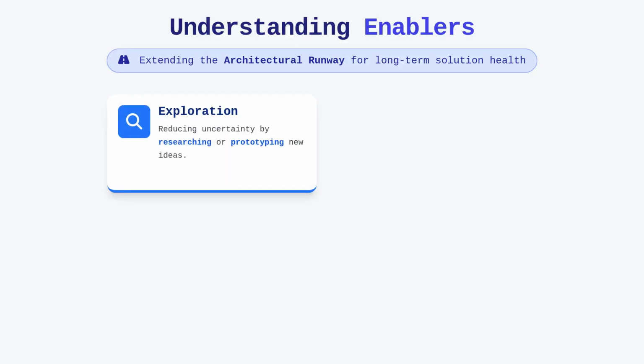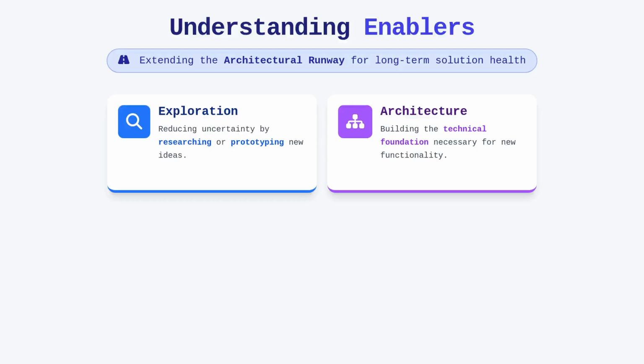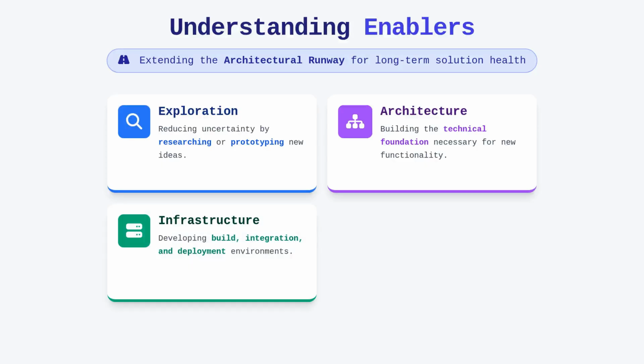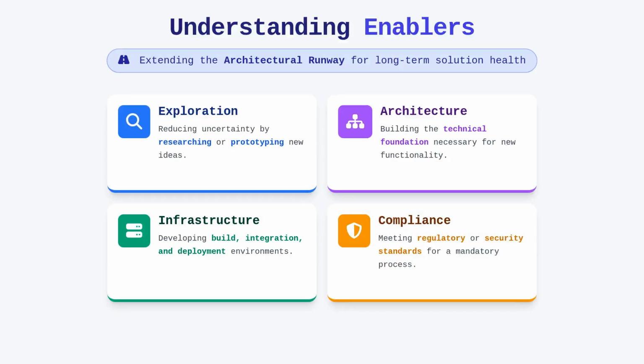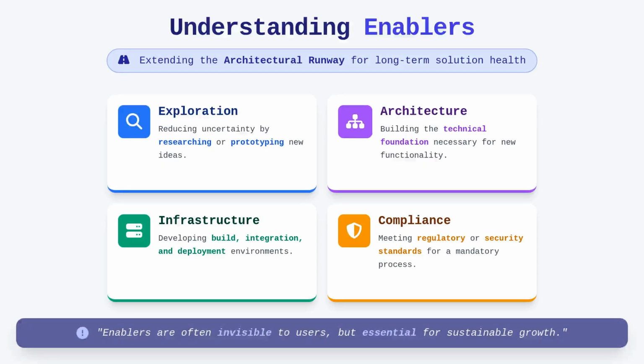compliance. Exploration enablers are used to reduce uncertainty by researching or prototyping ideas, while architectural enablers focus on building the technical foundation for new functionality. Infrastructure enablers involve the development and maintenance of the build, integration, and deployment environments that keep the pipeline flowing. Finally, compliance enablers ensure that the solution meets necessary regulatory or security standards, which is often an invisible but mandatory part of the development process.